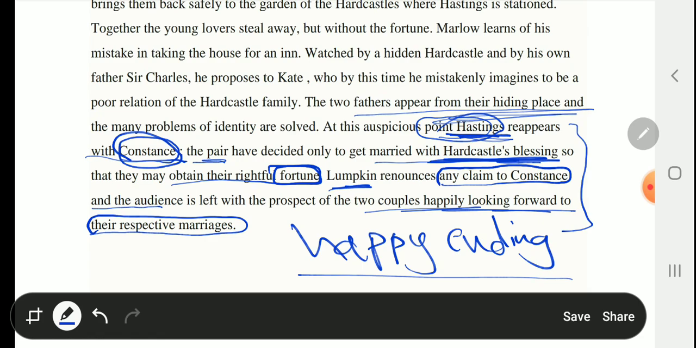I hope this is clear, students. For the next lecture, I will go through Act 1 and then give you a summary and analysis, and then I will go with Act 2 and so forth. I hope this is clear, students.